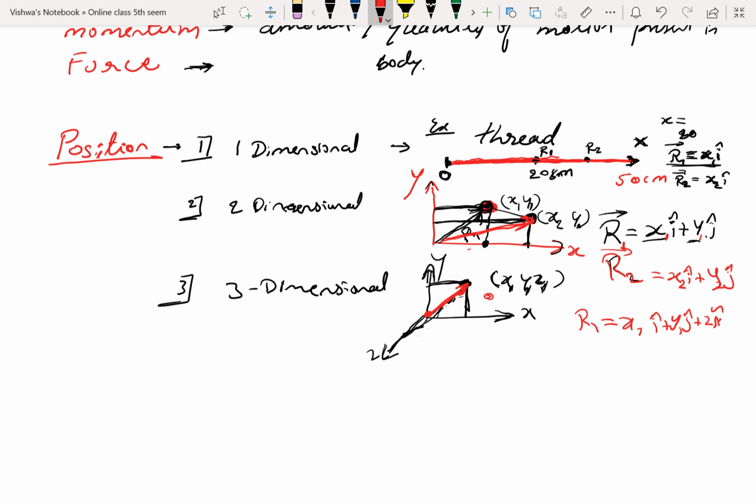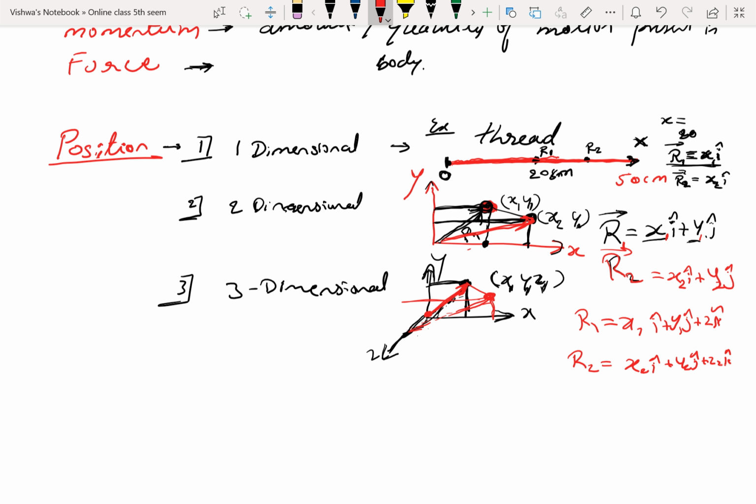Now this position changes from here to here. Everything changes, the position vector also changes, the positions along the x-axis, y-axis and z-axis also change. Then we can write it as r2 equal to x2 i cap plus y2 j cap plus z2 k cap. So simply, in three-dimensional space, three coordinates are required. In two-dimensional space, two coordinates are required. In one-dimensional space, one coordinate is required to represent its position.